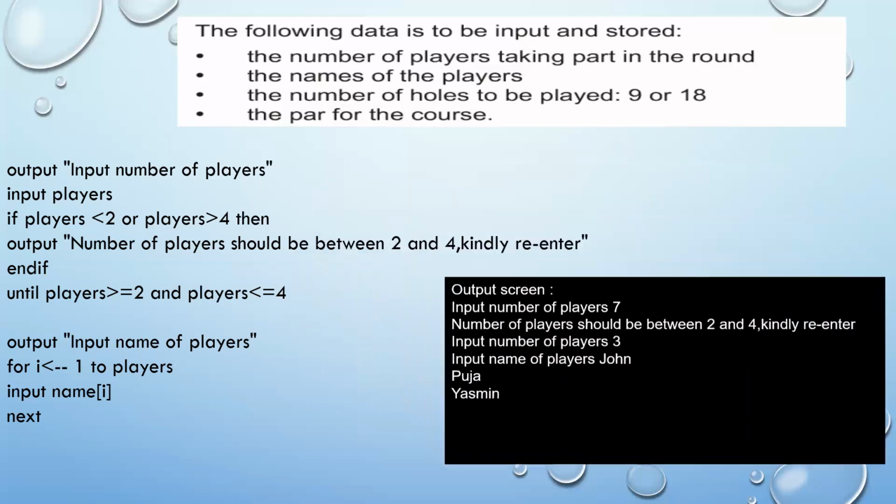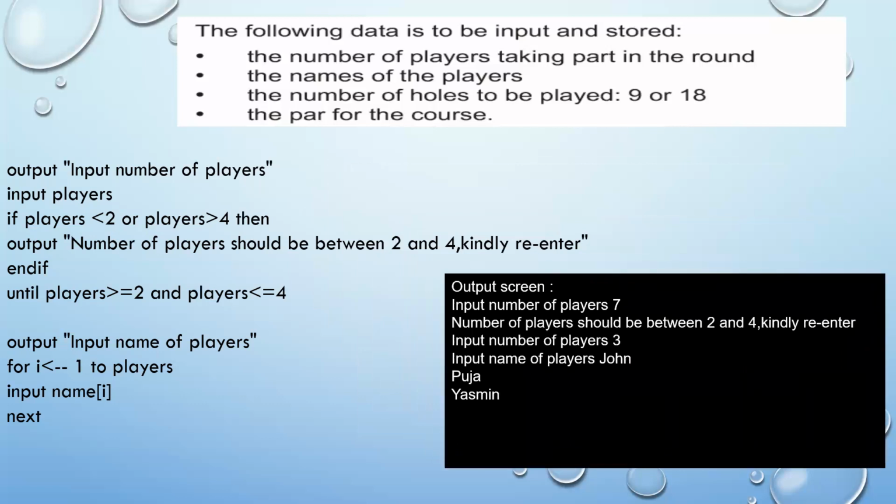Let's see how the output looks. As you can see in the output, my first input number of players is 7. It's an invalid input, so you get an error message: number of players should be between 2 and 4. Kindly re-enter. Once it asks me to re-enter, I've entered 3. On entering 3, it's a valid input. So it takes me to the second part where it asks me for the names of the players, which I enter as John, Poojan, Yasmin. And the first 2 bulleted points of task 1 on your screen are done.